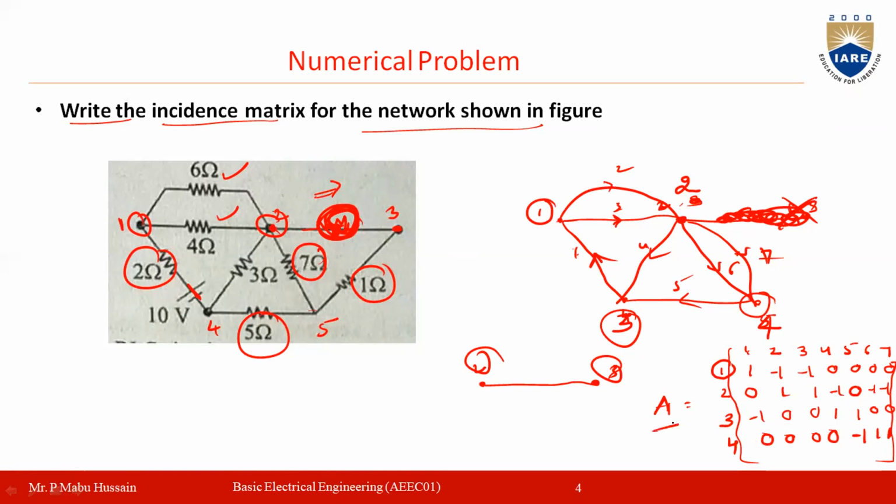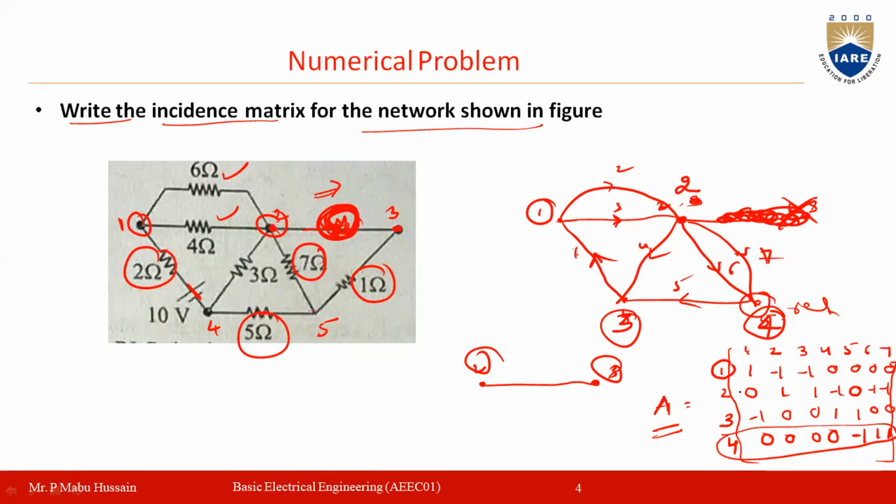Okay, now this is called the incidence matrix. Incidence matrix is nothing but the node to branch or node to element matrix. Okay, if you are asked to find the reduced incidence matrix, you have to take one node as a reference node, and you have to remove that particular node's row. If you take the fourth node as the reference node, then this total row you have to remove. The remaining will be the reduced incidence matrix.